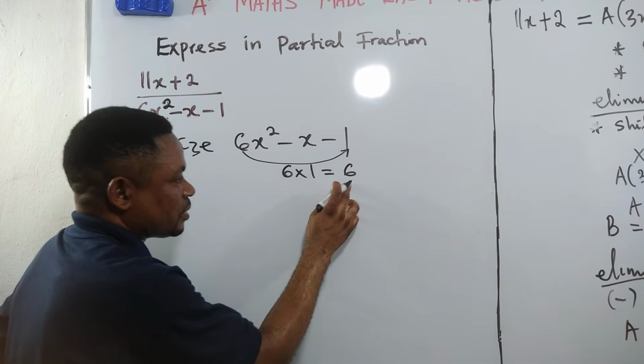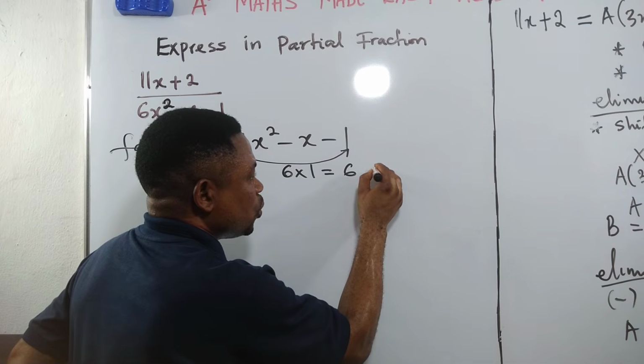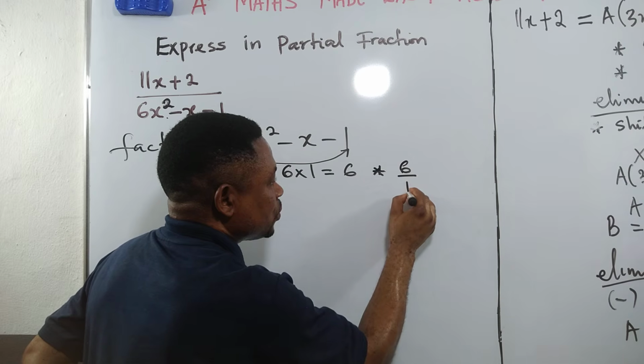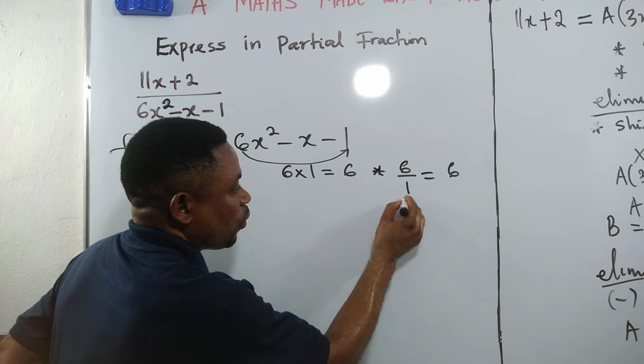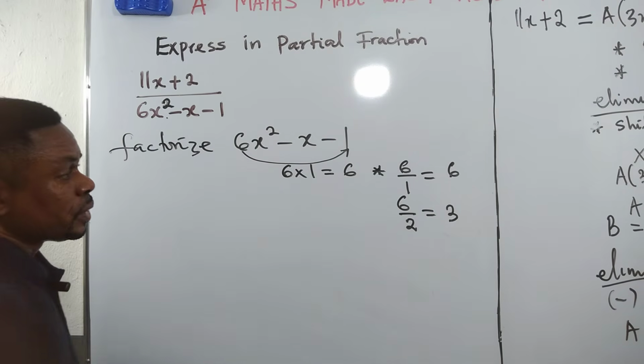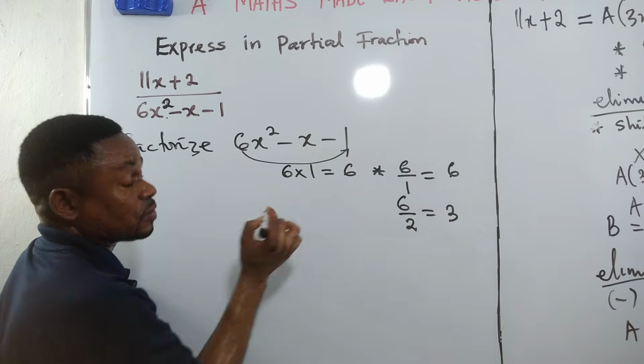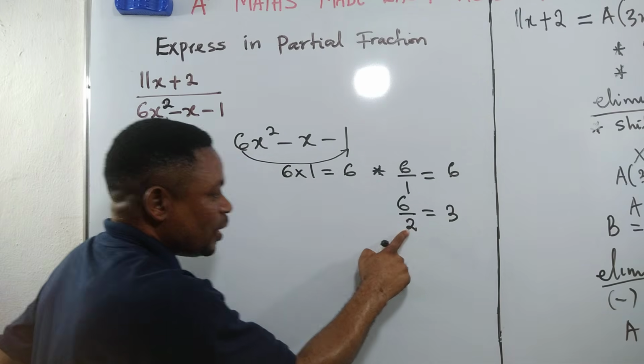Now if it is 6, observe something that can divide without a remainder. I want you to notice that 1 can go into 6 to give us 6. What else can go? 2 can go to give us 3. Now observe this. There is no way 1 and 6 can give you the coefficient of x as minus 1. But I believe 2 can work.